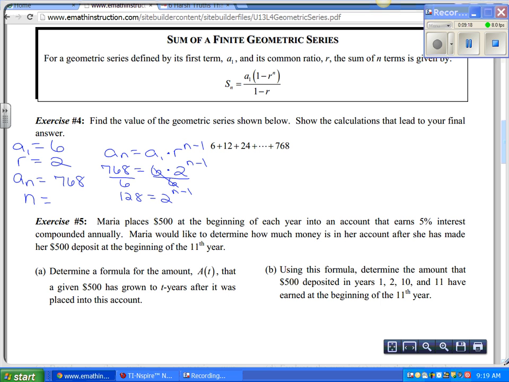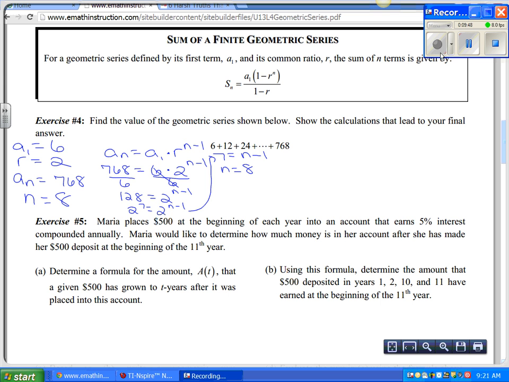2 is going to have an exponent of 7. 2 to the 7th power equals 2 to the n minus 1. So we get 7 equals n minus 1. Okay. Now do I have all the information I need? Good, find me my sum.